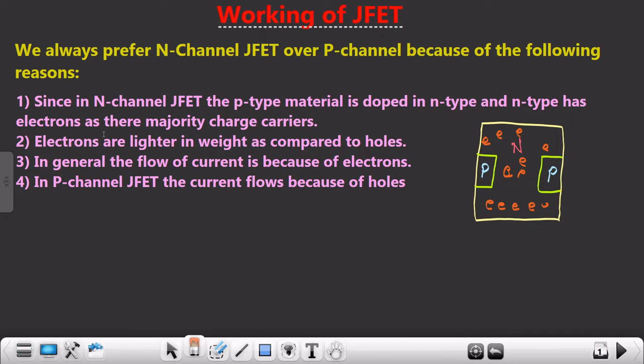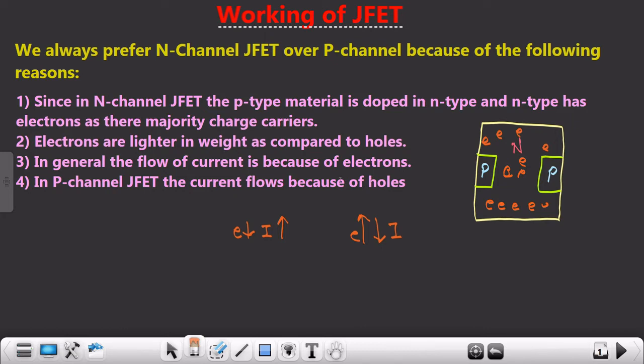The third point is, in general the flow of current is because of electrons. This point we had discussed in course 1. If you remember, in course 1 I told you that if electrons are moving in one direction, the current will always flow in the opposite direction of the electrons. Now we will see in the case of N channel JFET where exactly the electrons move, and if electrons move in the X direction, the current will move in the exactly opposite direction of it. So this we had discussed in course 1.